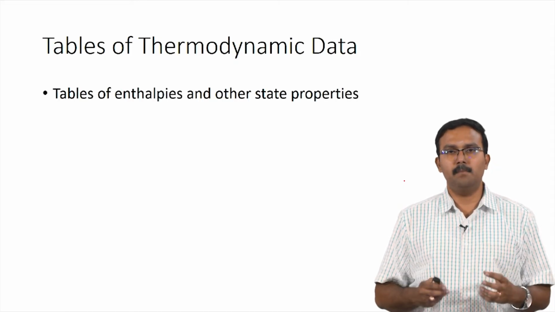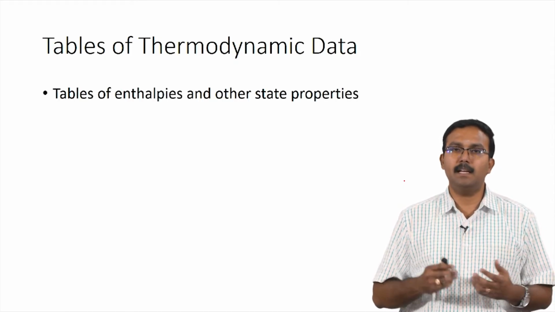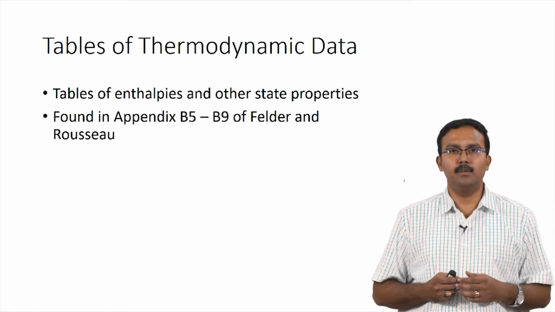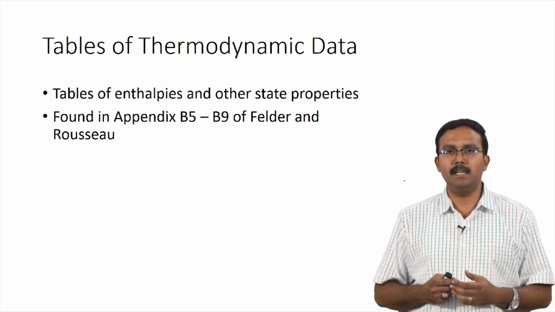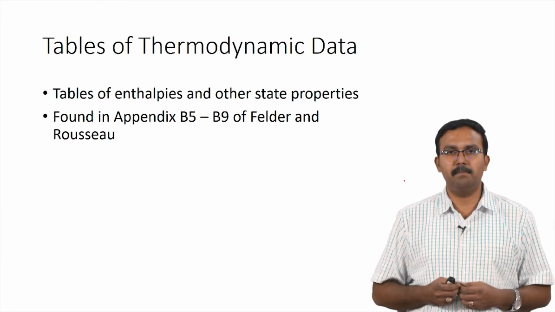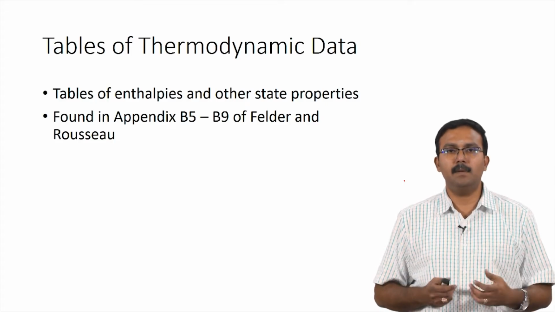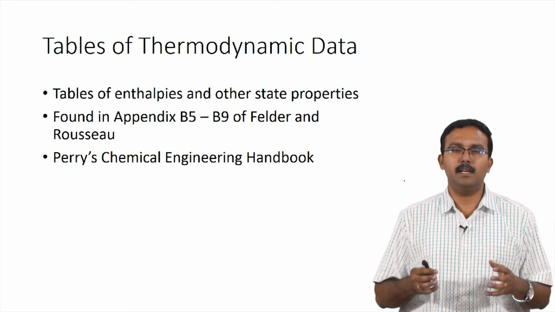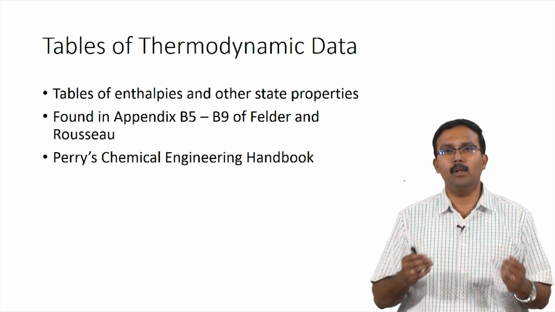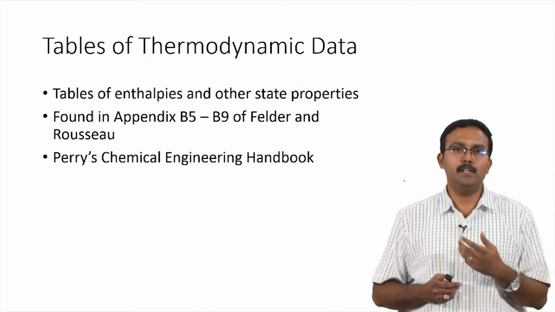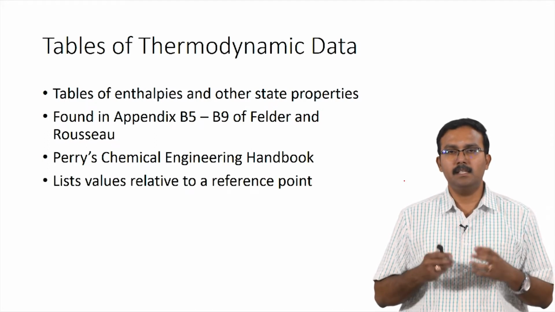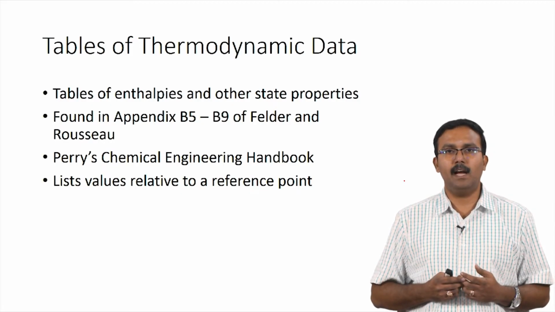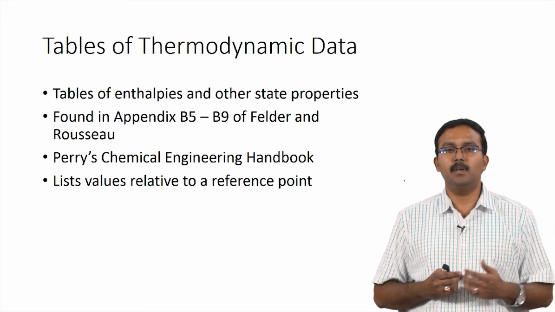Such tables have been prepared for components which are very commonly used in chemical and biochemical industries. These tables show values such as enthalpies and other state properties using a reference state. If you look at the appendix B5 to B9 in Felder and Russo, which is one of the prescribed textbooks, you would find such thermodynamic tables. Perry's Chemical Engineering Handbook is another book which contains many such tables which provide all the thermodynamic data for commonly used substances. These tables list values which are the enthalpy or internal energy values in reference to a reference point.